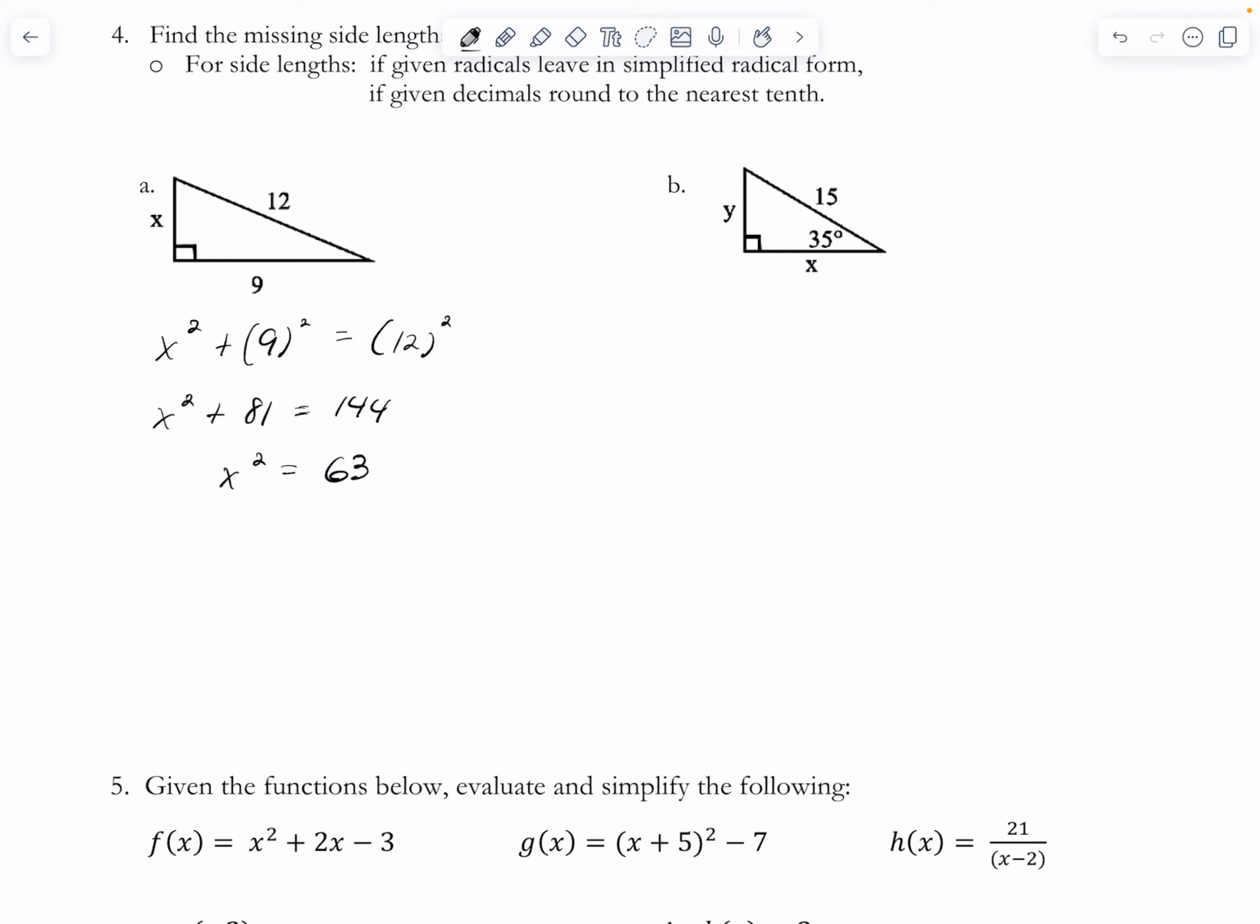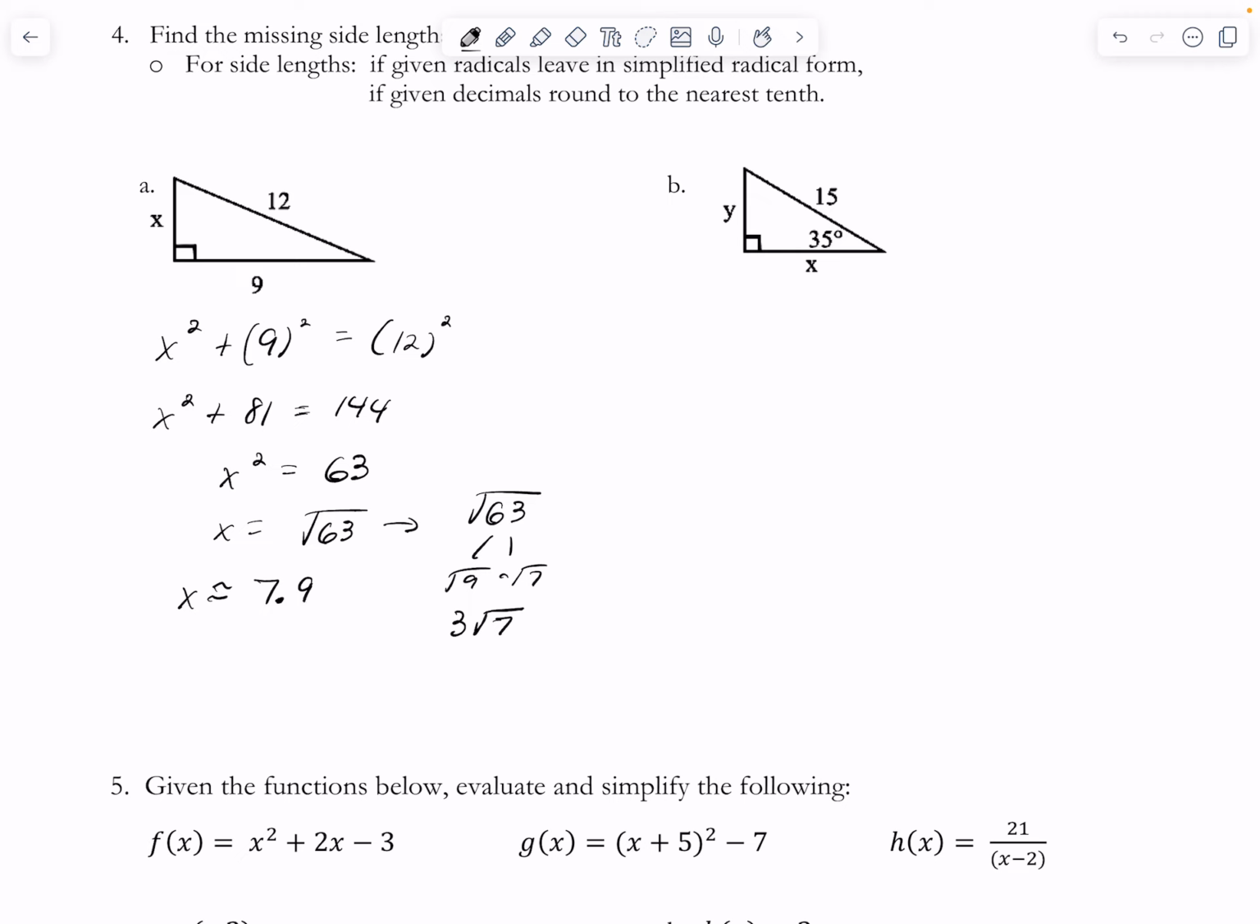And again, you can feel free to leave this as the square root of 63, which really becomes, what's that going to be? Square root of 63 breaks down to 9 and 7. And so that's 3 times the square root of 7. So you can leave it as 3 times the square root of 7. Or if you wanted to get a decimal from a calculator, that would be 7.9 approximately. Okay, let's do the next one.